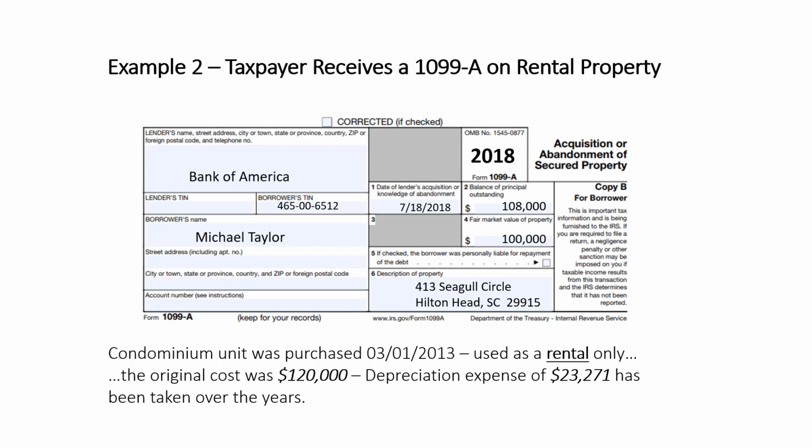All right, let's look at another example. Example 2. Our taxpayer, Michael Taylor, receives a 1099-A on a piece of rental property, and his condominium unit was purchased March 1st, 2013, and it was used as a rental only. The original cost was $120,000, and depreciation had been taken over the years of $23,271.